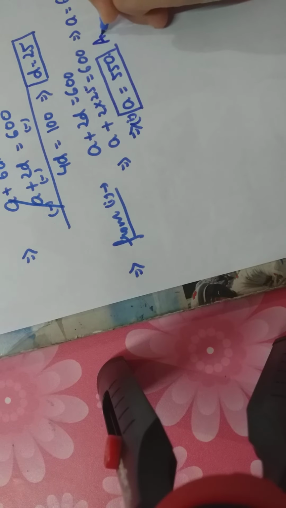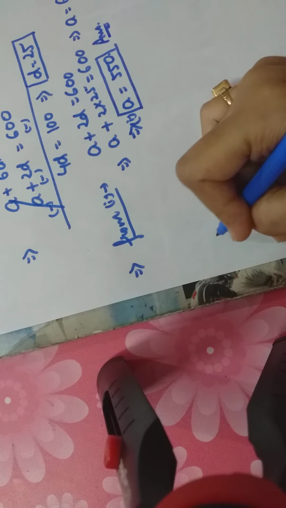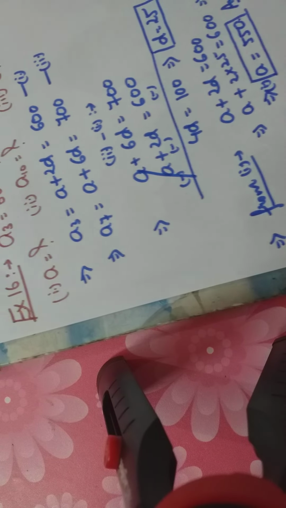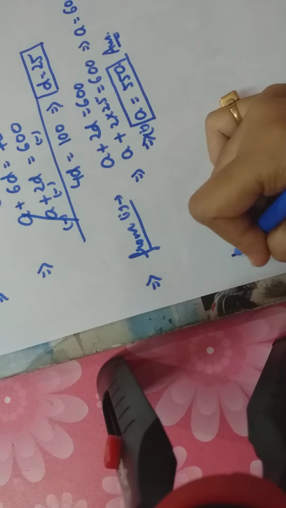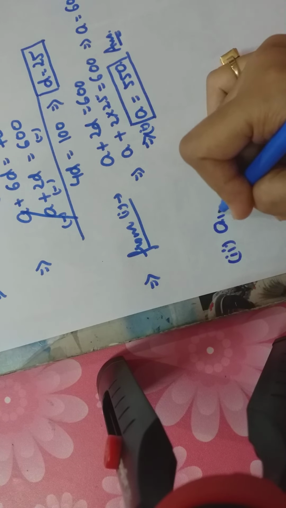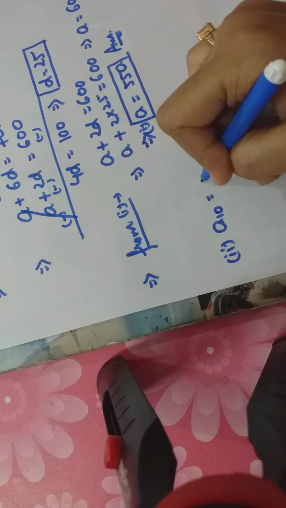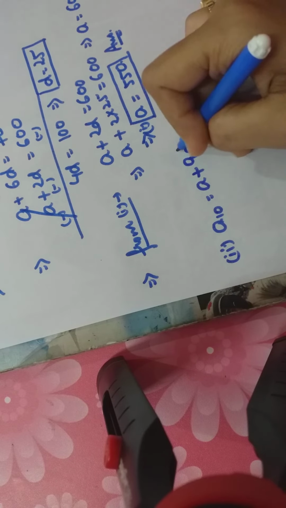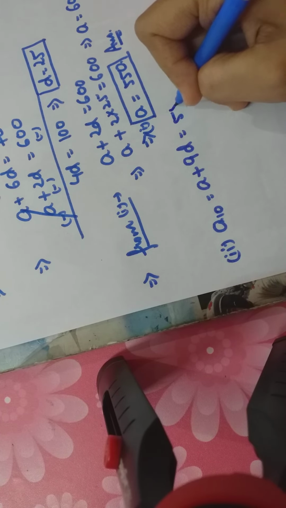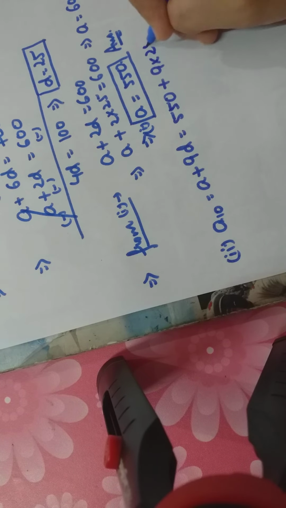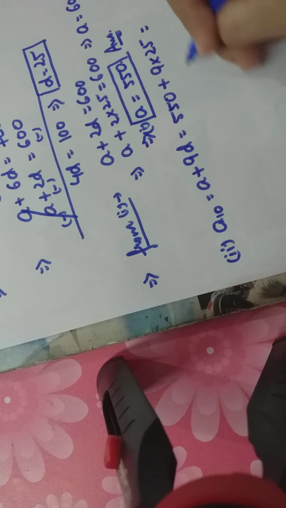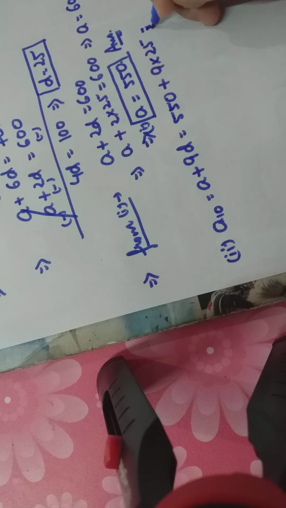Come to the second part of the question. It is asking us to find the production in the 10th year, that means we have to find A10. The general form of writing A10 is A plus 9D. The A value we have just found is 550, plus 9 into D, and D is 25. I am doing it in the next line.